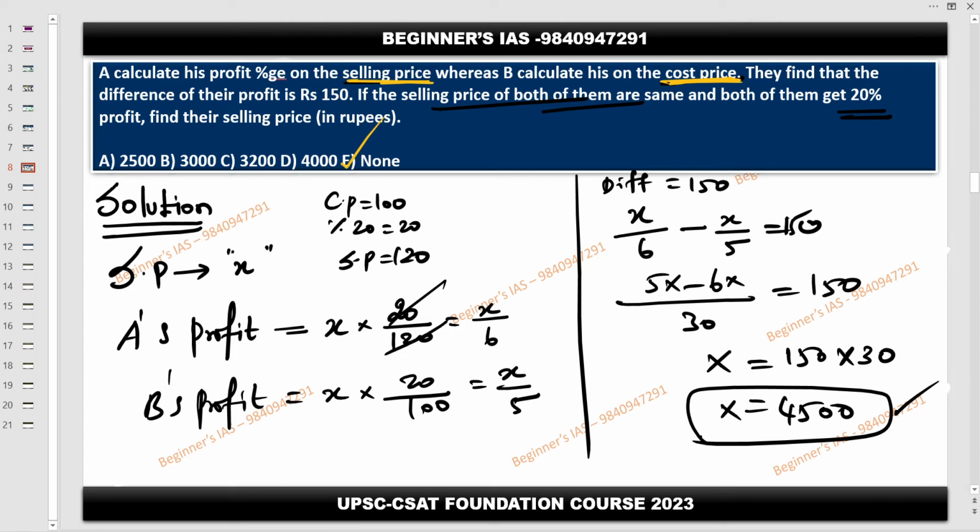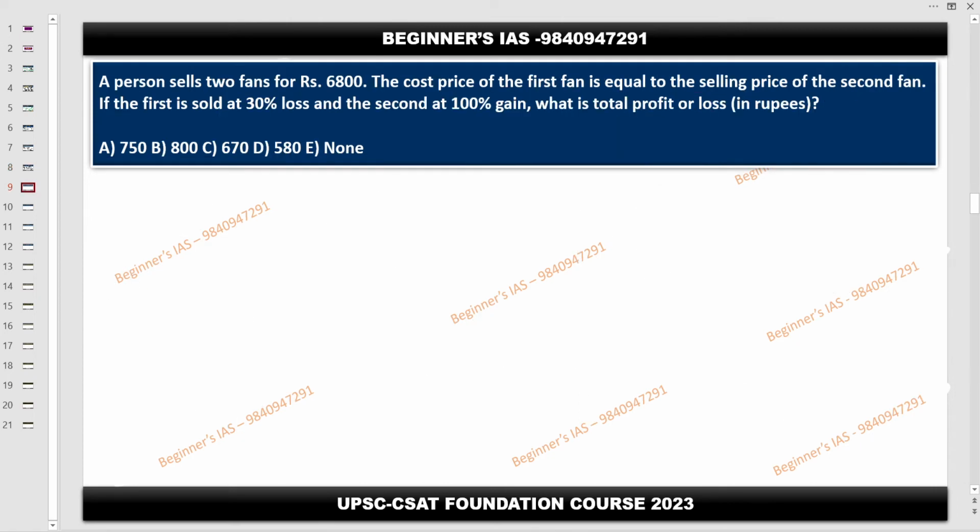Fine. Shall I move on to the next problem? No doubt, right? See, listen. Here minus and all, don't worry here, since it is the difference. Difference of their profit only is given. You can take X by 5 minus X by 6 also. That is why I avoided the negative sign here, since we are finding out money, which cannot be negative. Understood? Yes, sir. Fine.